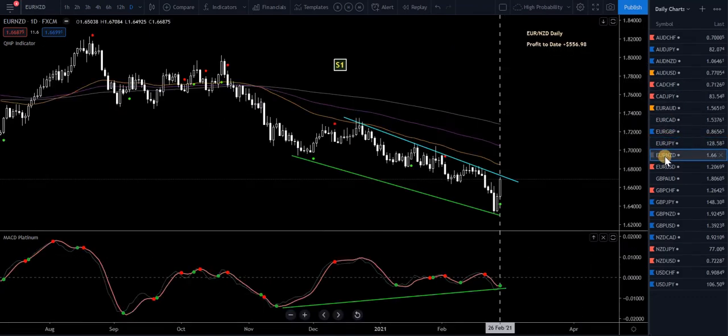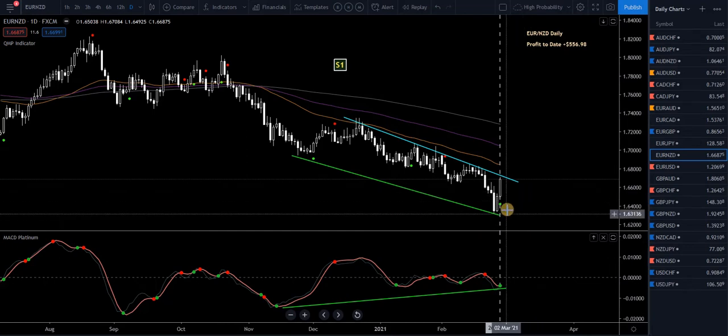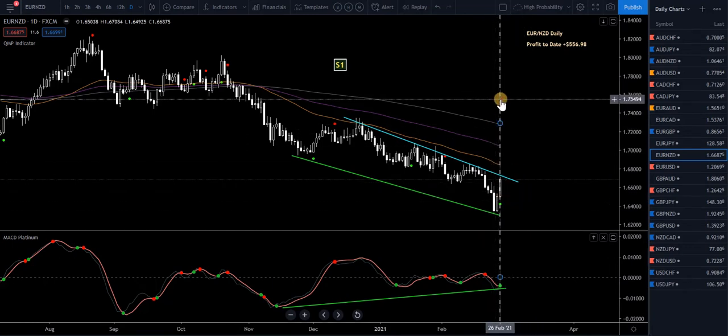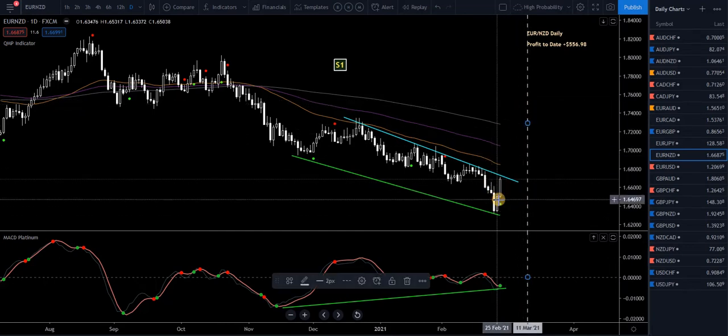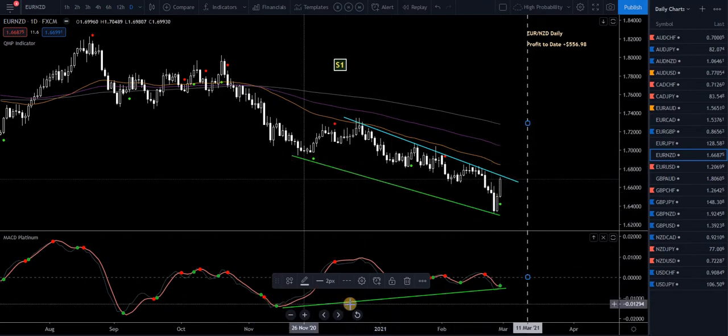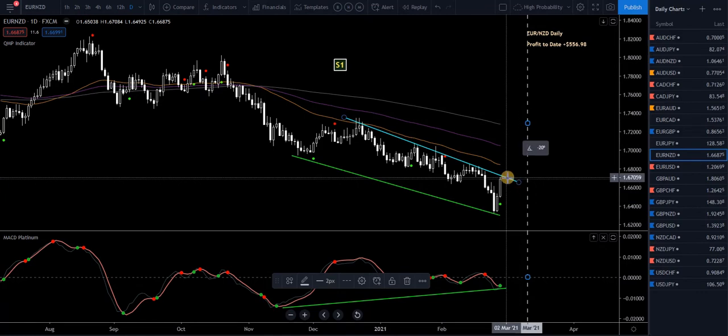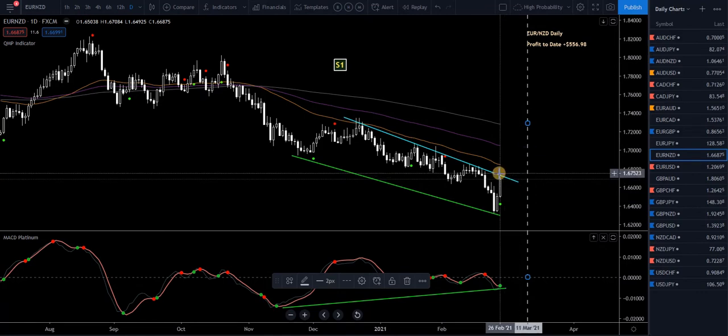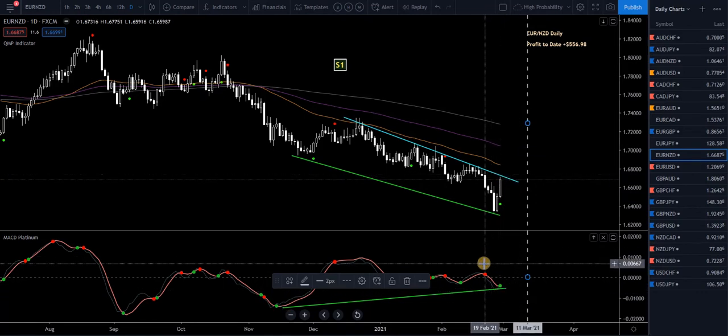Euro New Zealand. Right. There is a buy signal here on Monday. Now, there is regular bullish divergence, big regular bullish divergence. I just don't like this trade. A couple of reasons. I'm not taking it.